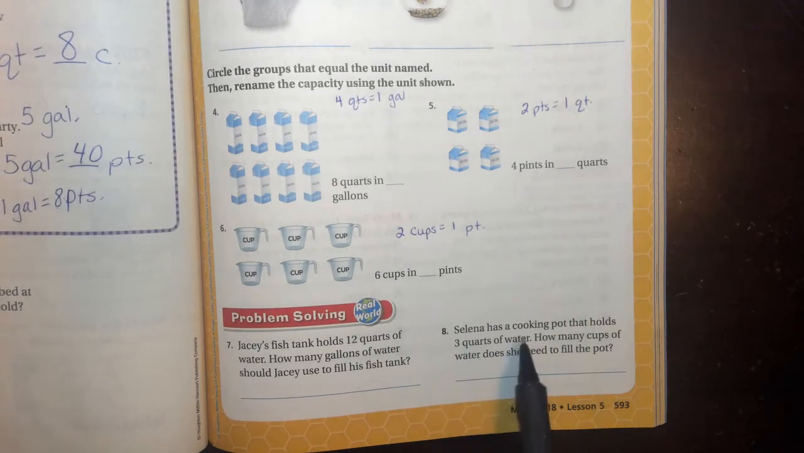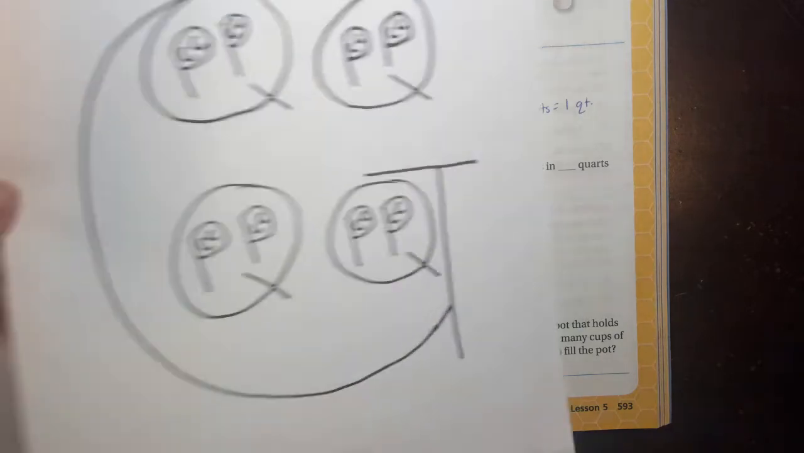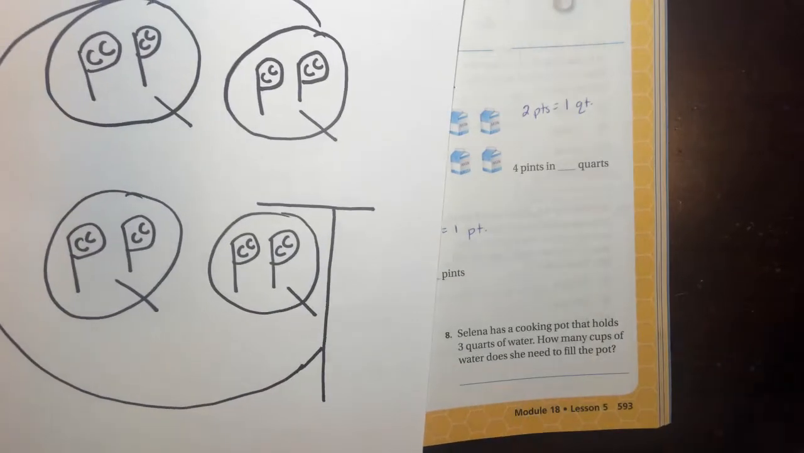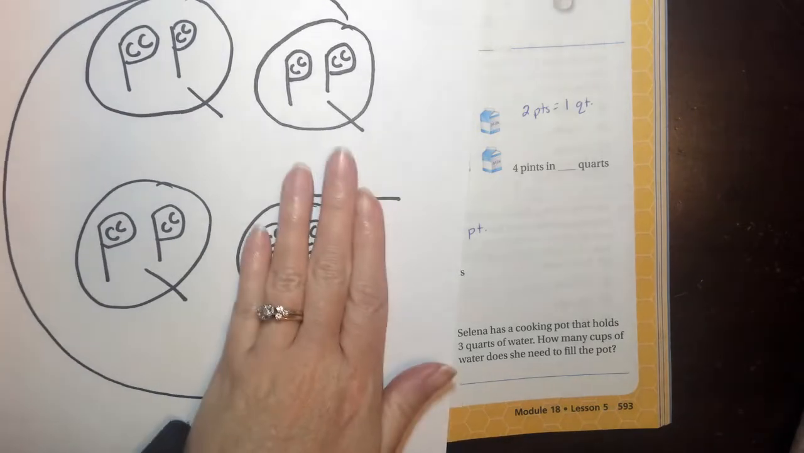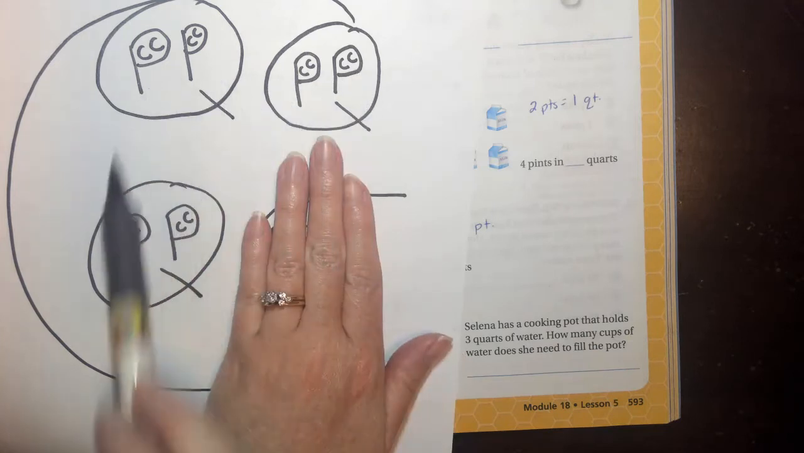Number 8, Selena has a cooking pot that holds 3 quarts of water. How many cups of water does she need to fill the pot? This one, your picture would be really helpful here. So if we have 3 quarts of water, you can easily look at your picture to figure out how many cups that will be.